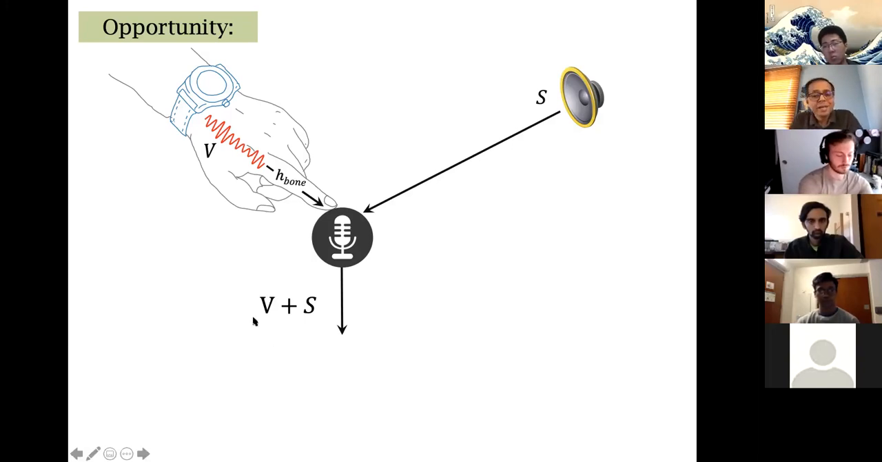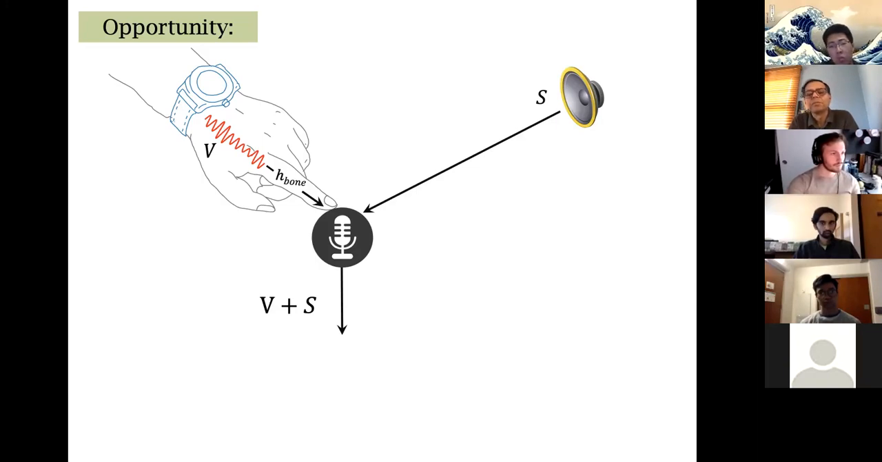Right. So then the problem really becomes: the signal that the microphone receives is the vibratory signal. I should really write this as V convolved with H bone plus the sound signal, which is the music that is being played, convolved with the air channel, right? Music being played in the ambience, or people talking, convolved with the ambient channel. Make sense? So the microphone is receiving the sum of these two signals, but your aim is to separate the vibration signal from the mixture.